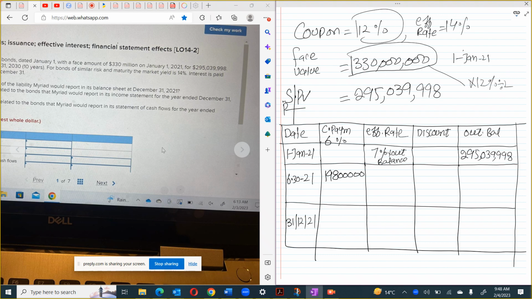Can you read it for me, please? Because whenever I go to another page, I couldn't see the previous page. I'm sorry. 41365. The answer is correct. Okay. 41365, yes. How about the last one? Amount reported in cash statement, the last part. 396.